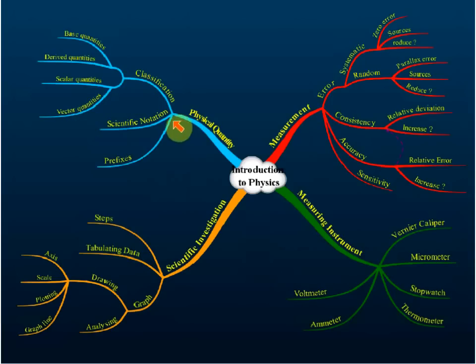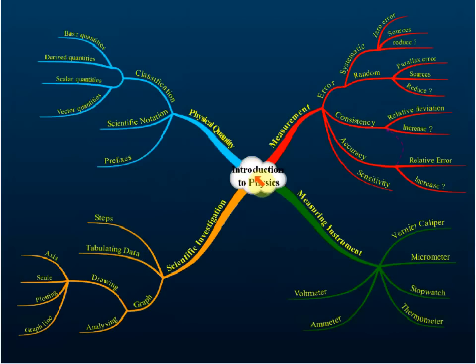And also you need to know scientific notation. Scientific notation actually is standard form. You should have learned it in Modern Maths Chapter 1, standard form. Prefixes. So that is also what we are going to discuss today.